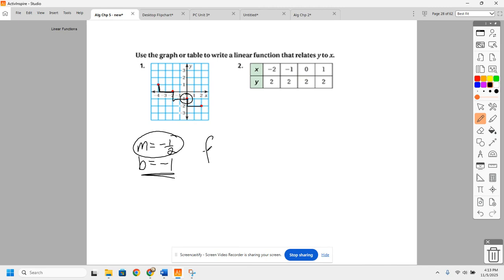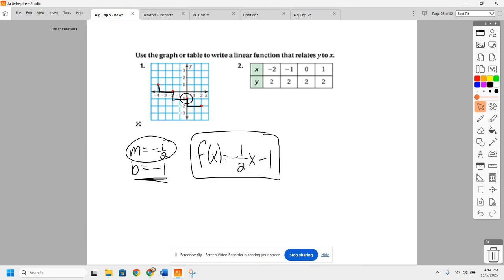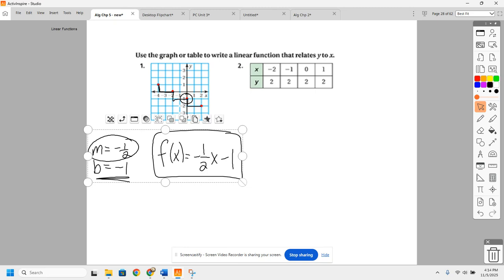So I'm just going to write this f of x is equal to -1/2 x minus 1. And that's what my equation will look like for the first one. Now, what happens if it's on a table, right? On a table, things look a little bit different, right? We can't easily see the slope, but we can find it.